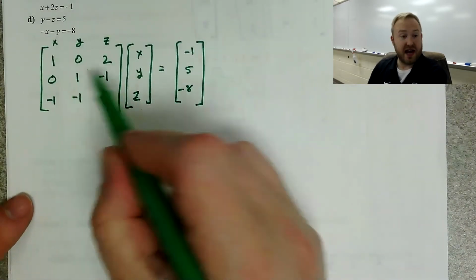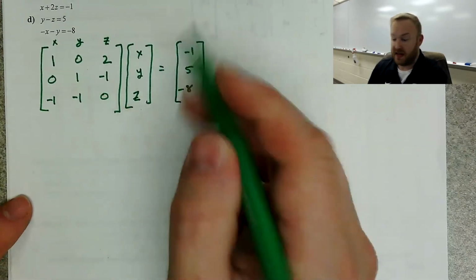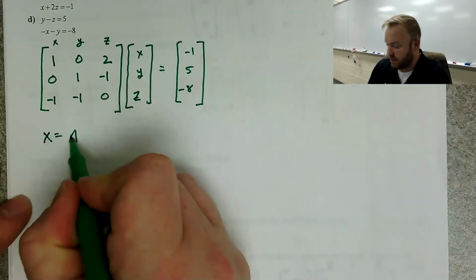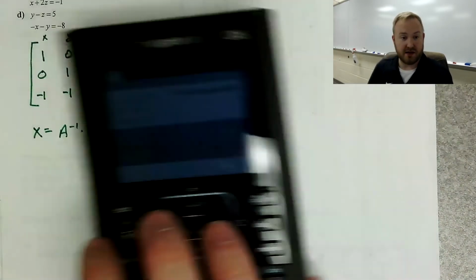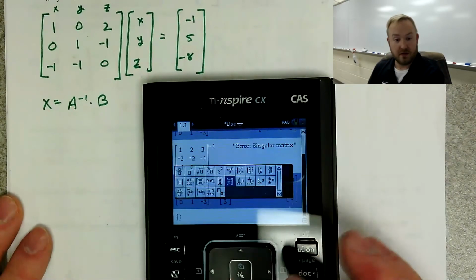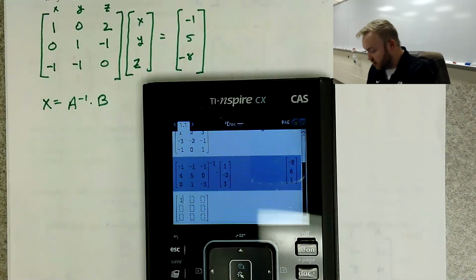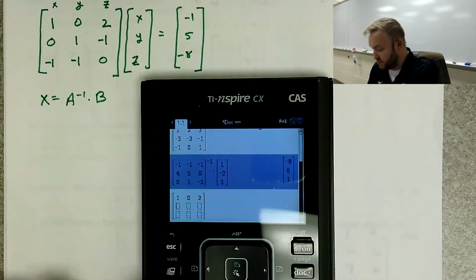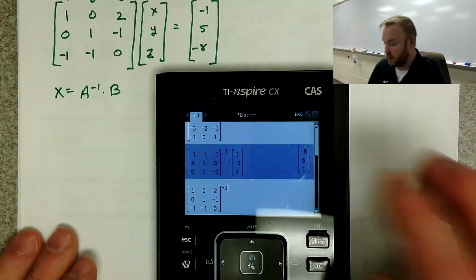Okay, so I've got matrix A, matrix X, and matrix B. To solve this, I'm going to multiply A inverse times B. And I do that right on my graphing calculator. Go to my matrix. Okay, tab, tab, enter. I'm going to enter matrix A, which is 1, tab, 0, 2, 0, 1, negative 1, negative 1, negative 1, 0. Hit the right arrow, hit my exponent button, type in a negative 1, hit my right arrow so I'm not in the exponent anymore.